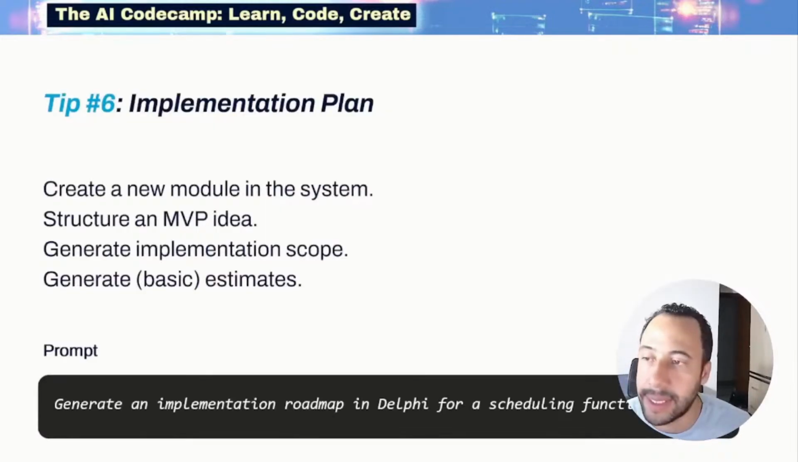Tip 6. Implementation plan. If you want to create a new module in the system, structure an MVP idea, generate the implementation scope, and generate basic estimates, then make a prompt similar to this.